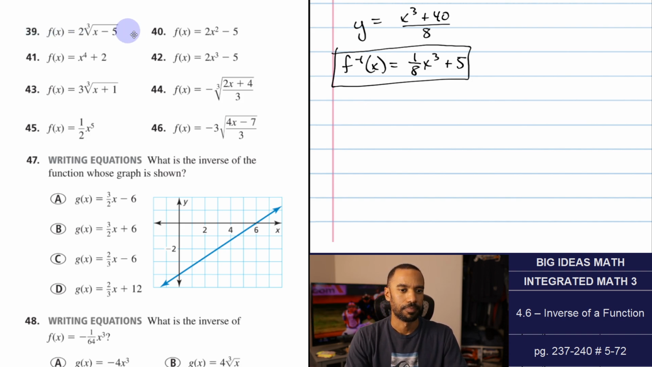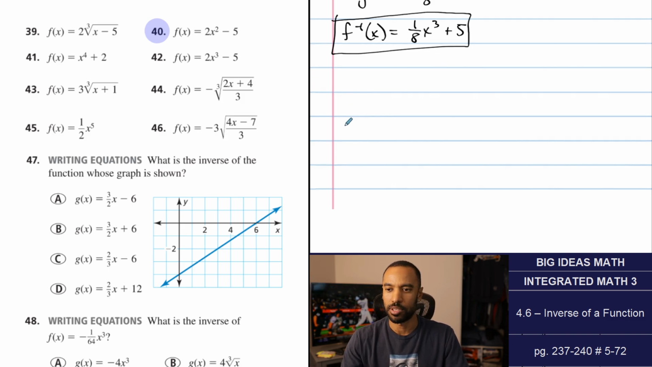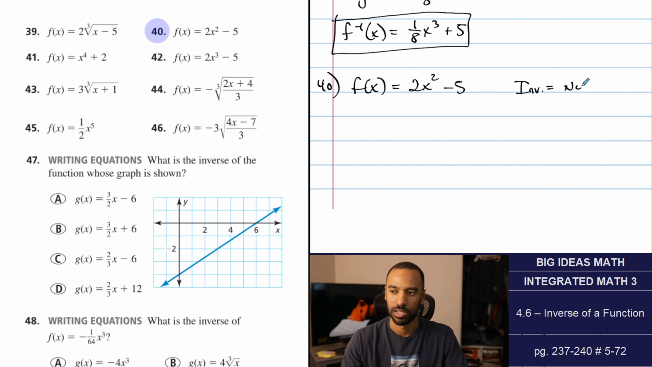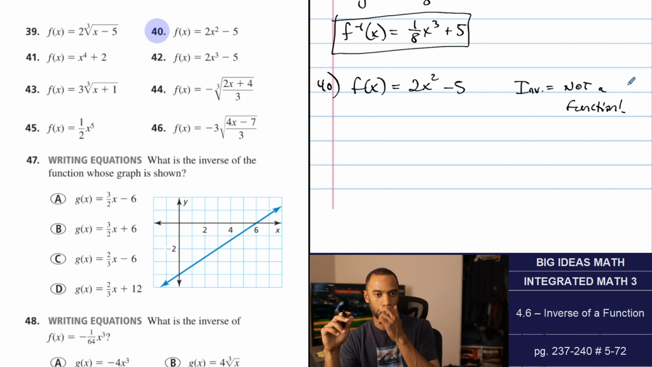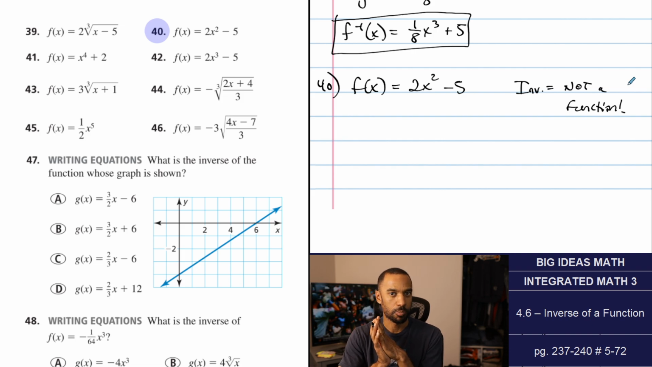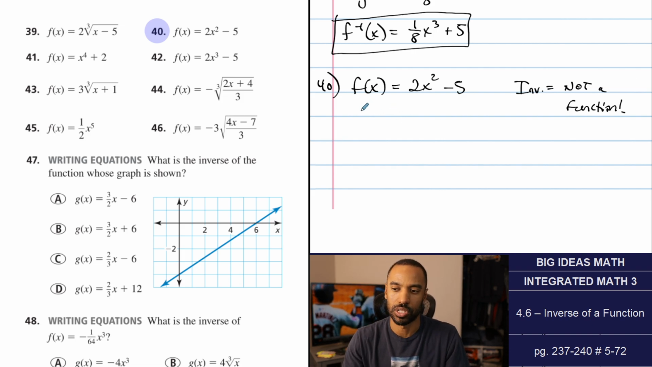Okay, number 40. Now, number 40 is a quadratic, and a quadratic means a parabola, and a full parabola means it would fail a horizontal line test. If it fails a horizontal line test, its inverse would fail the vertical line test. That means its inverse is not a function. That being said, when we complete its inverse, we have to make sure that we consider both halves of the sideways parabola when we write its solution set.